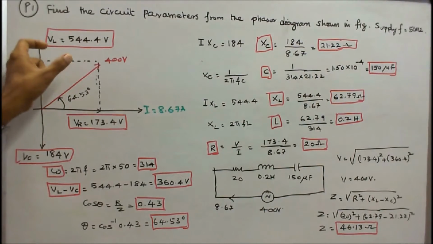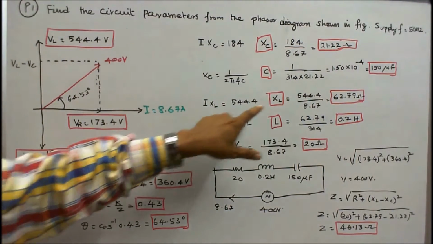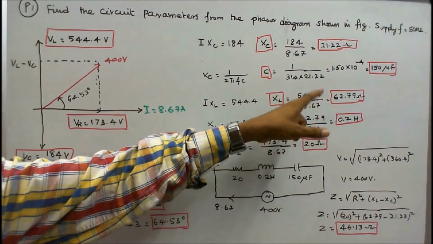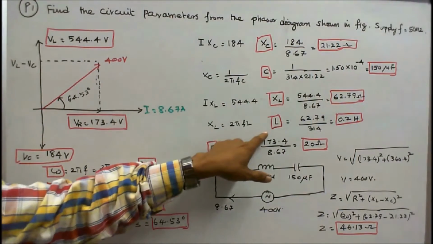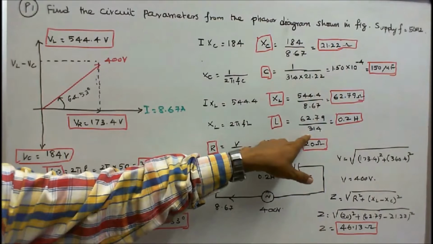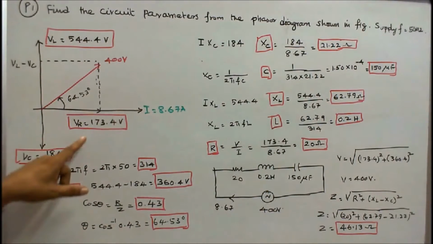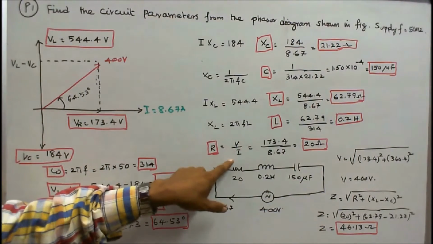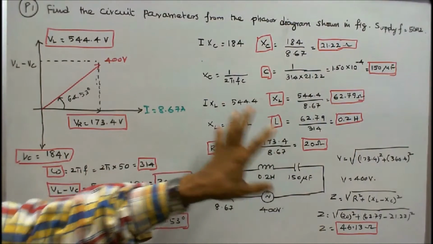Voltage across the inductor is given as 544.4. I into XL, so XL is equal to 544.4 divided by 8.67, that is equal to 62.79 ohms. XL is equal to 2 pi FL, so L is equal to 62.79 divided by 314, that is equal to 0.2 henries. Voltage across the resistor is given as 173.4. R is equal to V by I, 173.4 divided by 8.67, that is equal to 20 ohms.